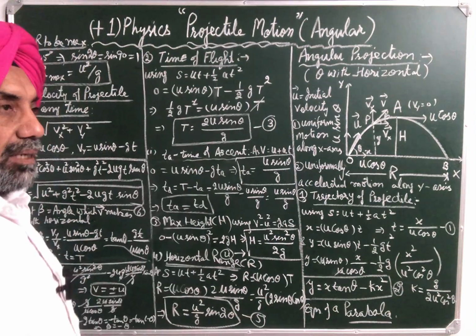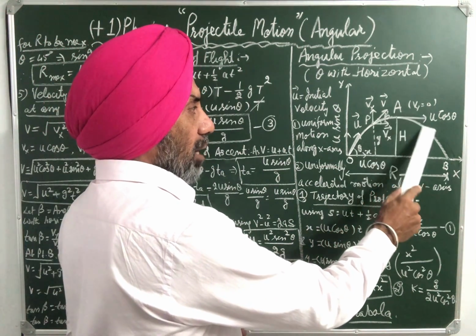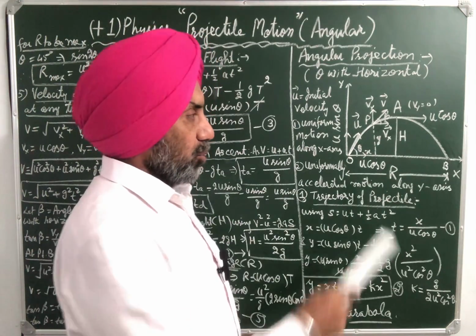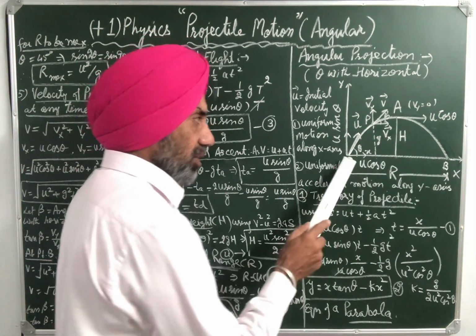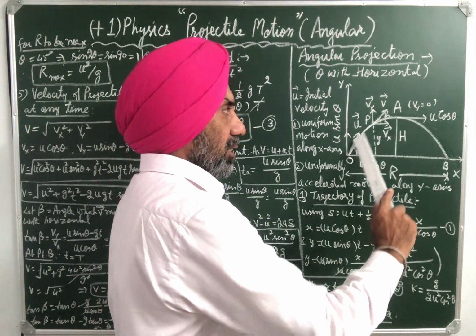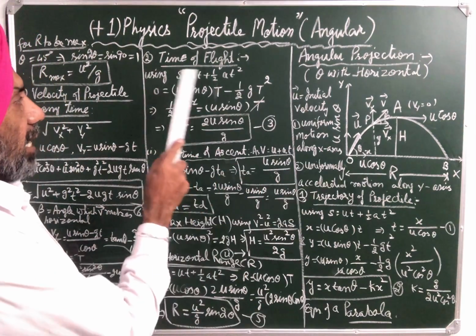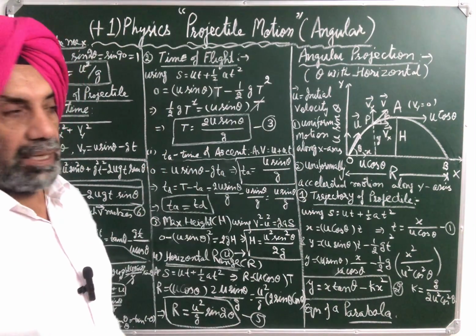Then time of flight. What is time of flight? Time taken by the projectile to reach from O to B. So B is the point on the same level of projection. So total time of flight is the time taken to cover this path OAB. And using again S equal to ut plus half at square.